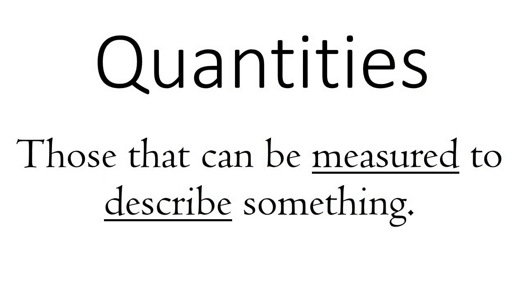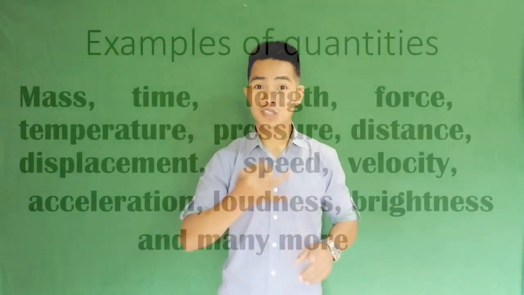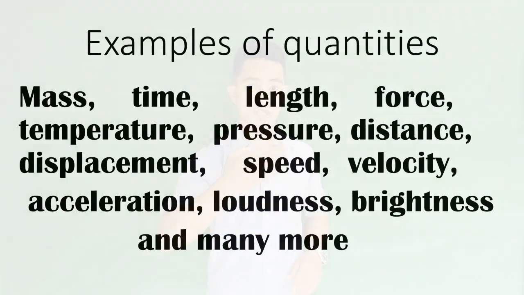How about quantities or physical quantities? What are these and what are its examples? Quantities or physical quantities are those that we measure in a thing in order to describe them. Examples are mass, length, time, distance, displacement, speed, velocity, temperature, pressure, acceleration, and many more.